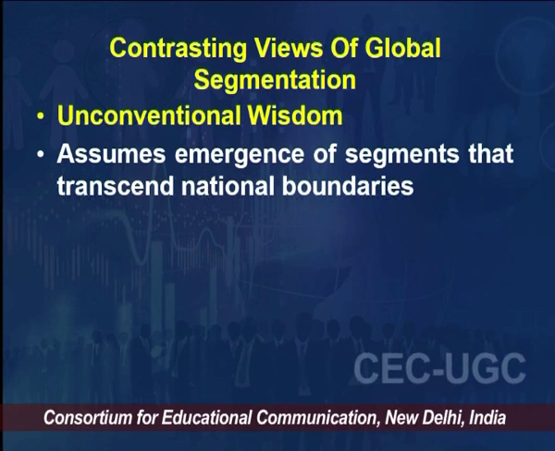So the unconventional wisdom talks about finding that type of similarity, that type of homogeneity in the market, where you can be in a position to develop a global product, a product which is global in nature.